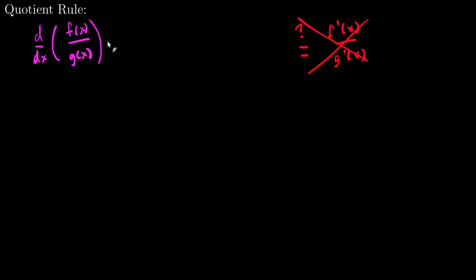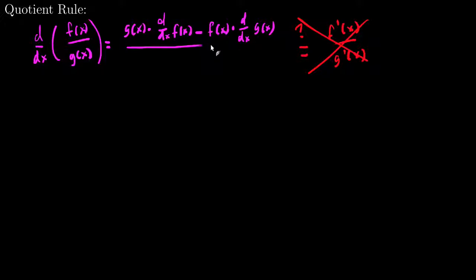The quotient rule is actually going to be the bottom function, g of x, multiplied by the derivative of the numerator, minus the numerator multiplied by the derivative of the denominator, all over the denominator squared.